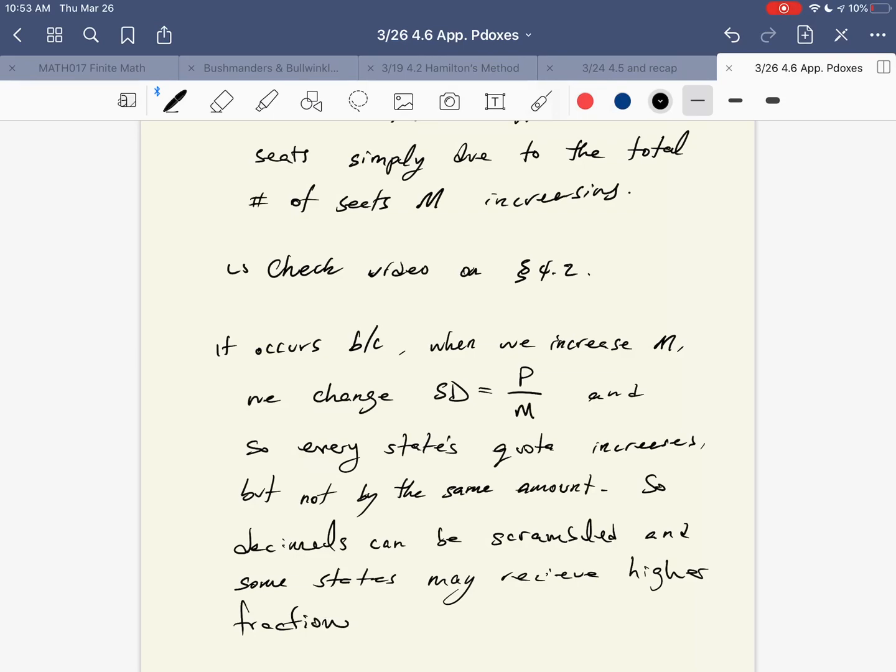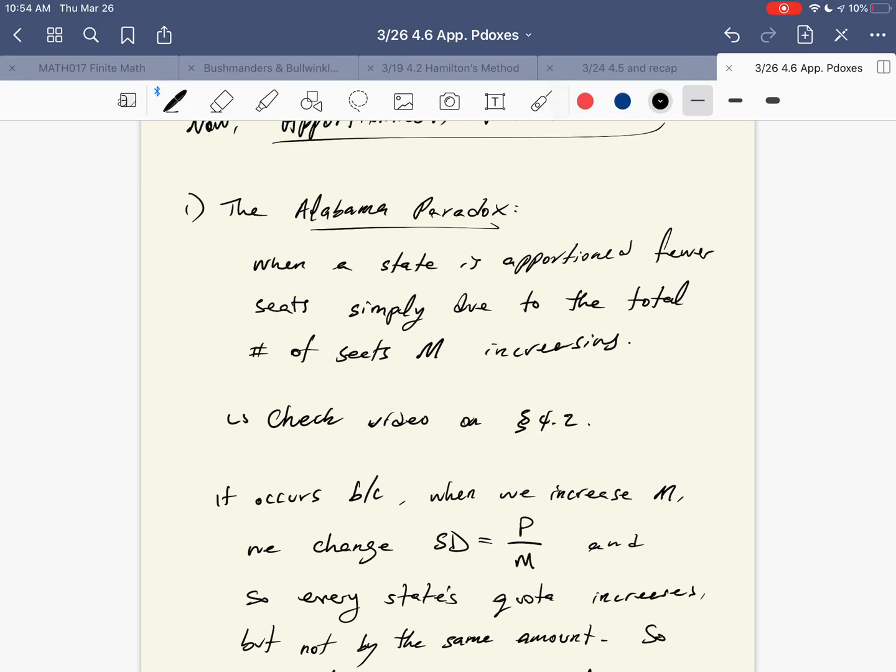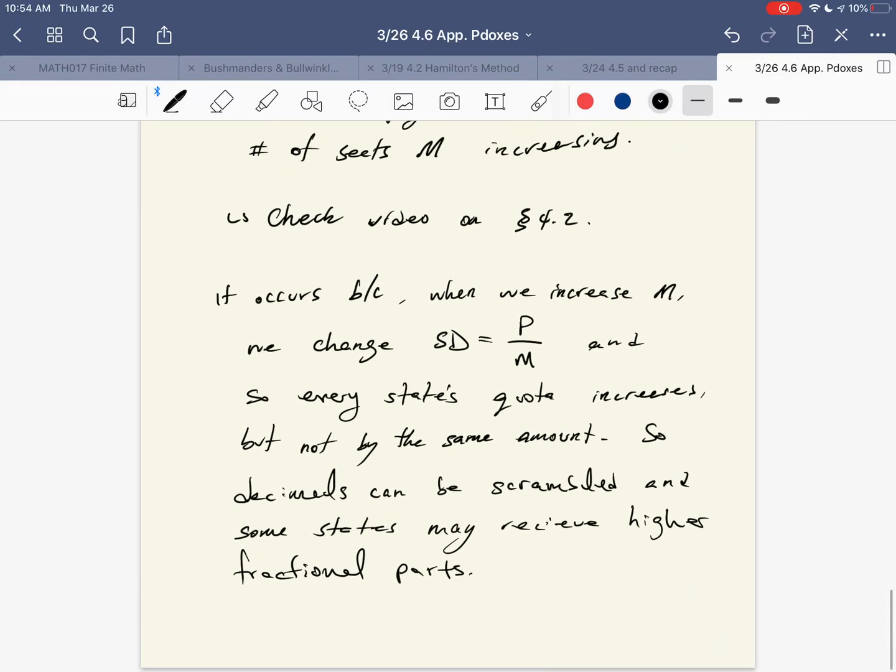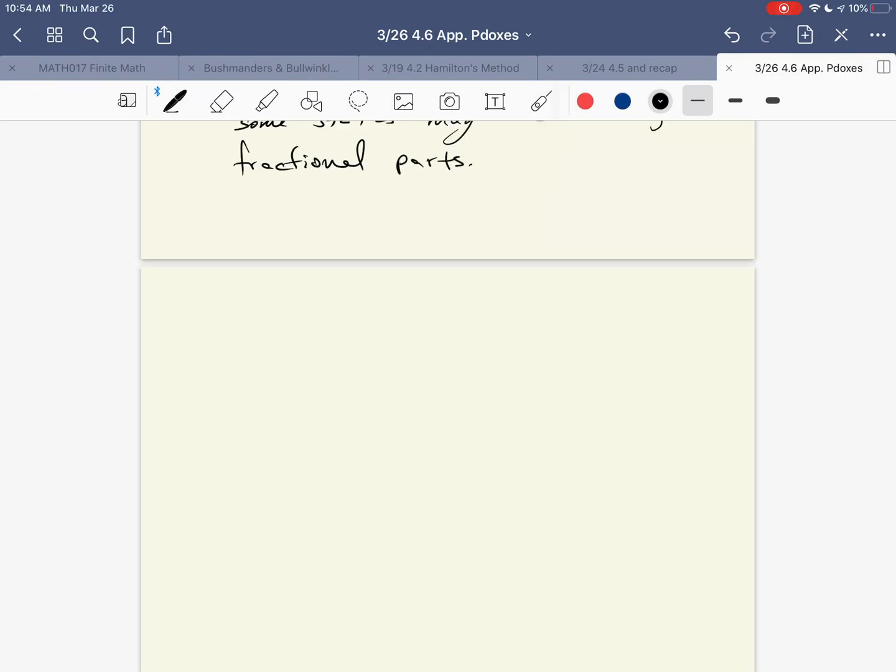Higher fraction parts. Okay, so what I want to do now is go back to, I don't know if any of you read the pages that I posted on Blackboard from Bushmanders and Bullwinkles, but I thought I would go back to that little example just to remind you of what I'm talking about here. I'll make a historical note.